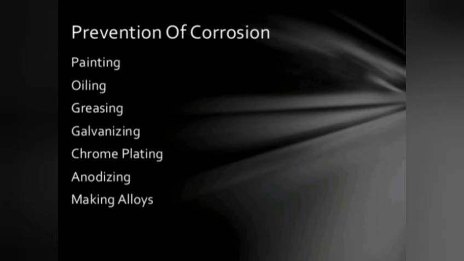So there are some methods for prevention of corrosion. For example, by painting, by oiling, by greasing, galvanizing, chrome plating, anodizing and making alloys. Painting, oiling, greasing, you all know very well about these terms. So what should be done in case of galvanizing, chrome plating, anodizing and making alloys?